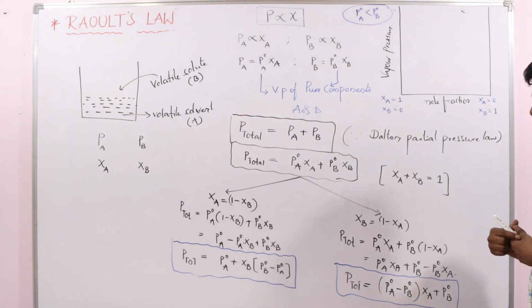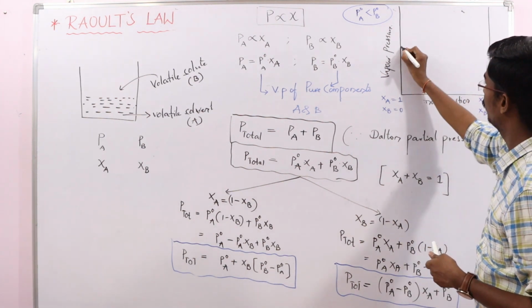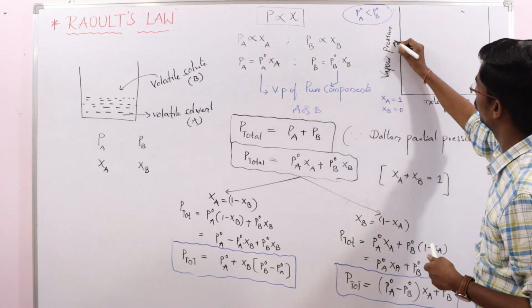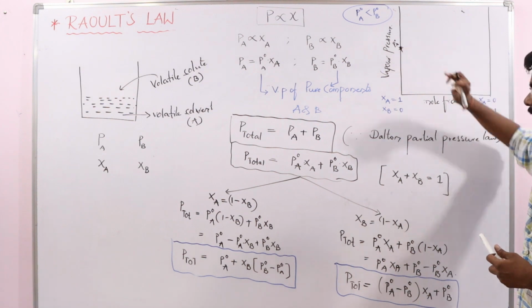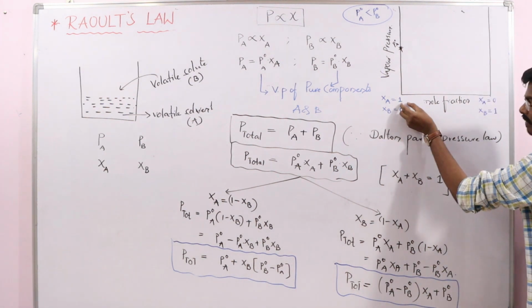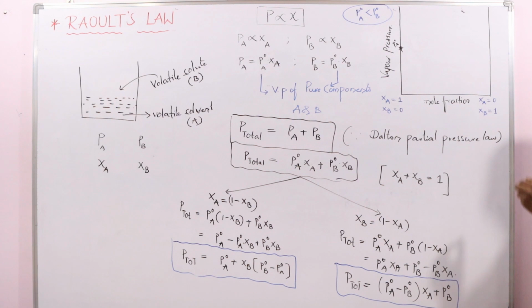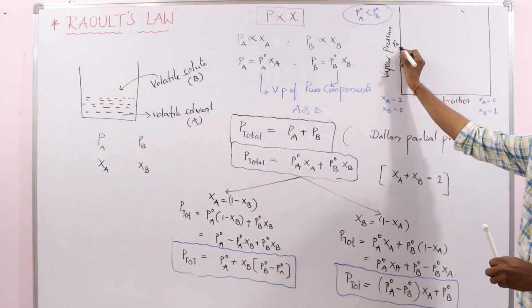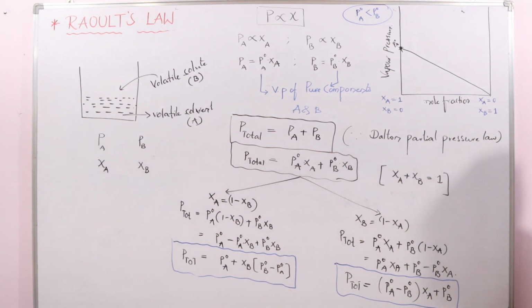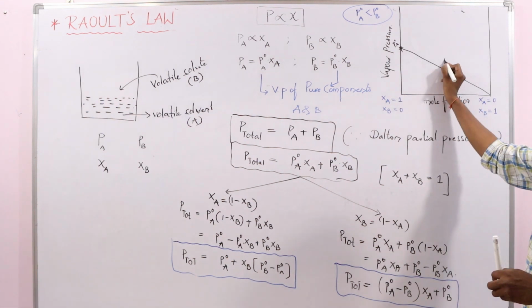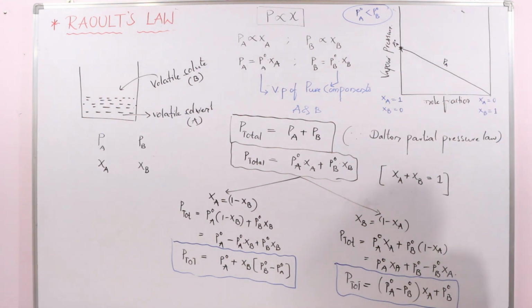The pure solvent shows a vapor pressure that I am showing here as P naught A. What is P naught A? It is the vapor pressure of pure solvent. Observe here that as the mole fraction of solvent decreases, the vapor pressure also decreases. This curve indicates PA.